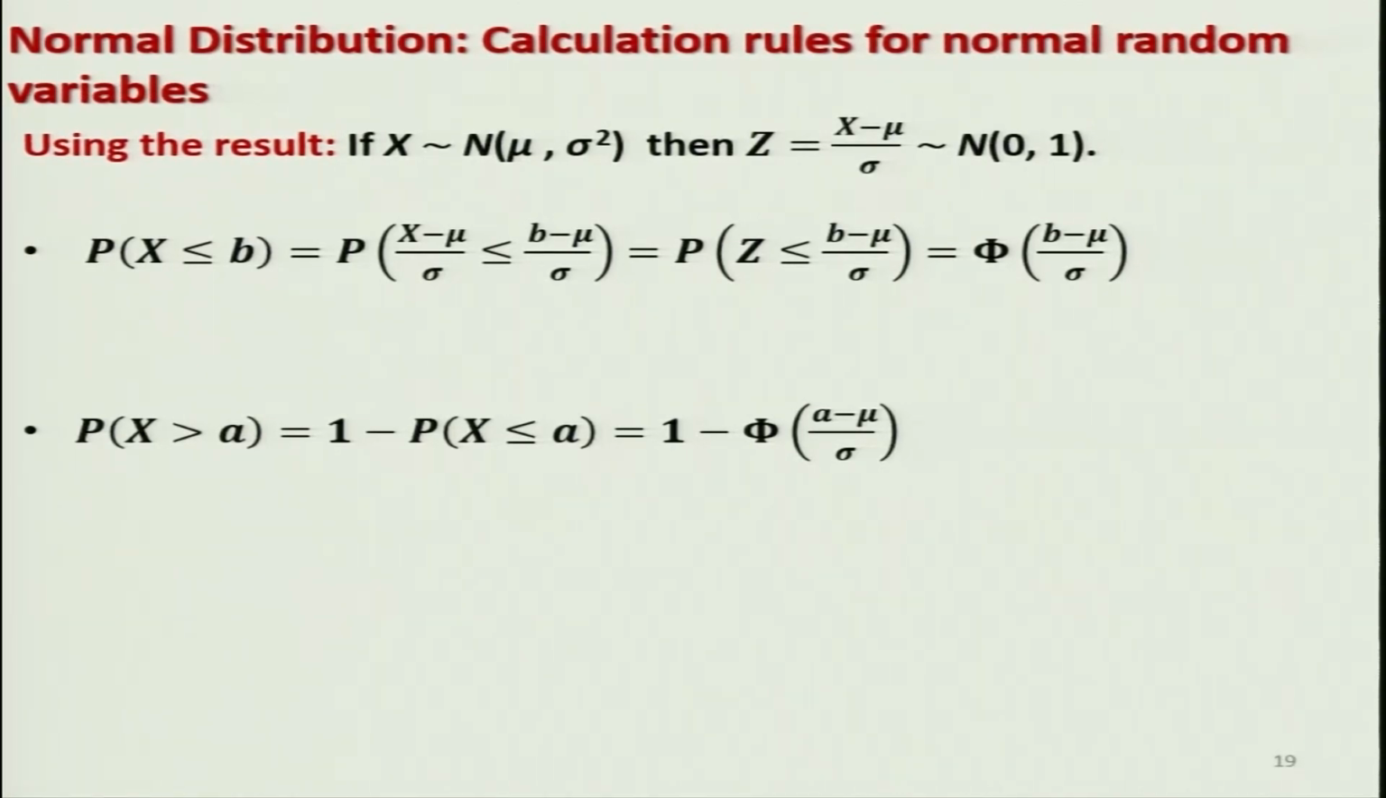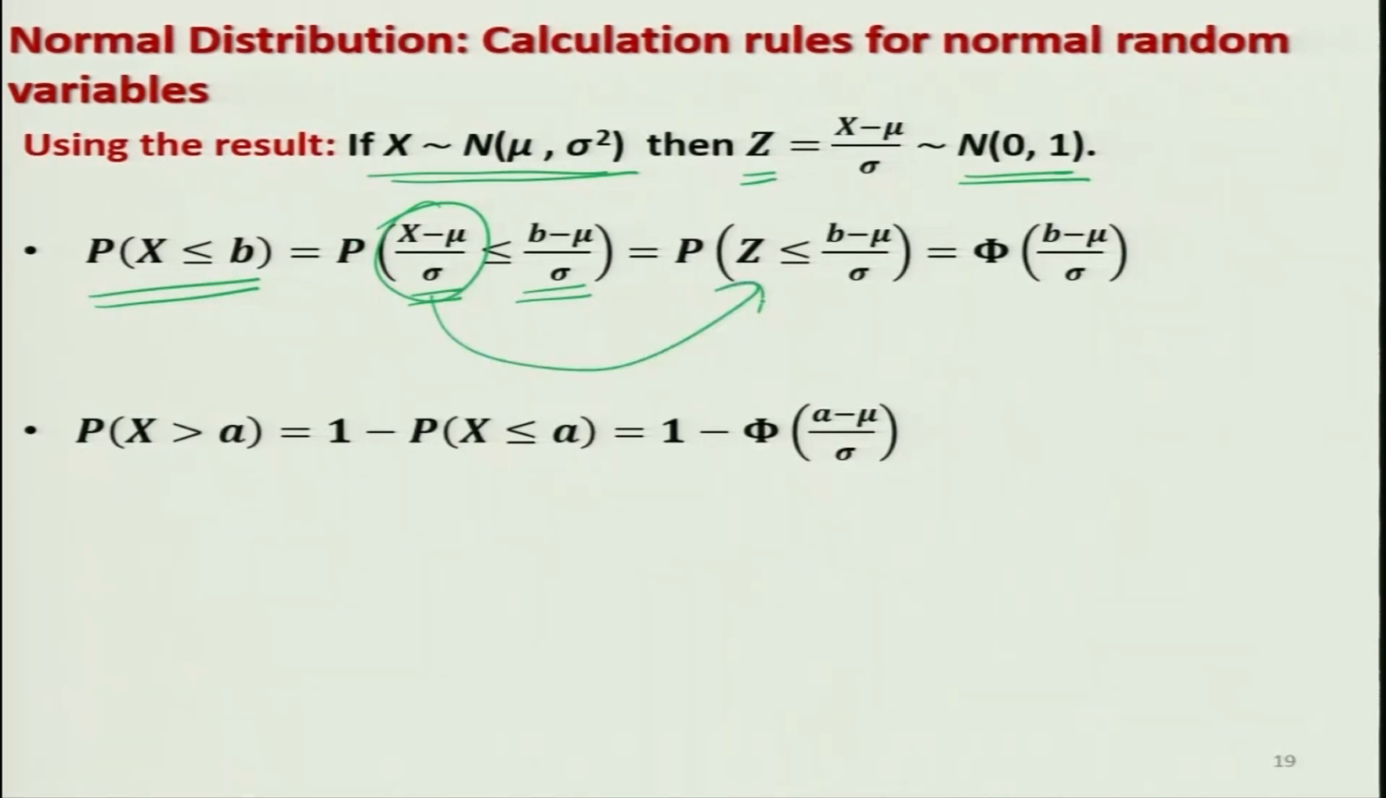For example, if your x is following a normal mu sigma square, then you can define z as x minus mu upon sigma, which is following a normal 0 1. Now, if you try to compute the probability that x is less than or equal to b, I can write this as the probability of x minus mu upon sigma, and on the other side also I make the same operation, b minus mu upon sigma. This x minus mu upon sigma is your z. So, z is less than b minus mu upon sigma.